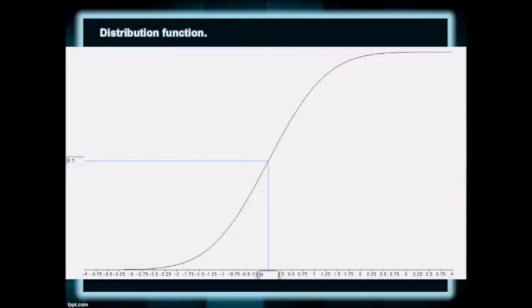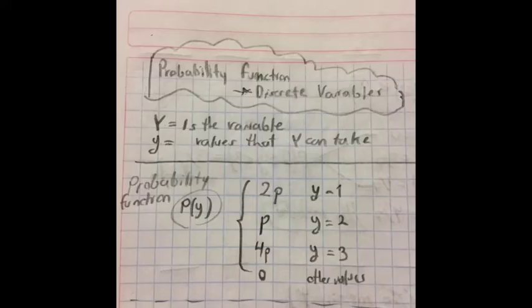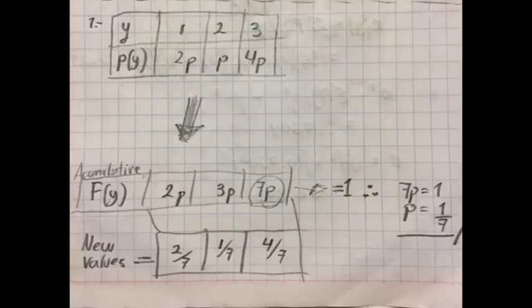With this we can now solve an exercise about the important characteristics of the distribution function, also known as the ogive. The first thing we have to know is that capital Y is the variable and lowercase y are the values that Y can take. Now we have a probability function, and we have the next values: P when Y is equal to 1, 2P when Y is equal to 2, 3P when Y is equal to 3, and 0 for other values. The first step is to put the values in a table.